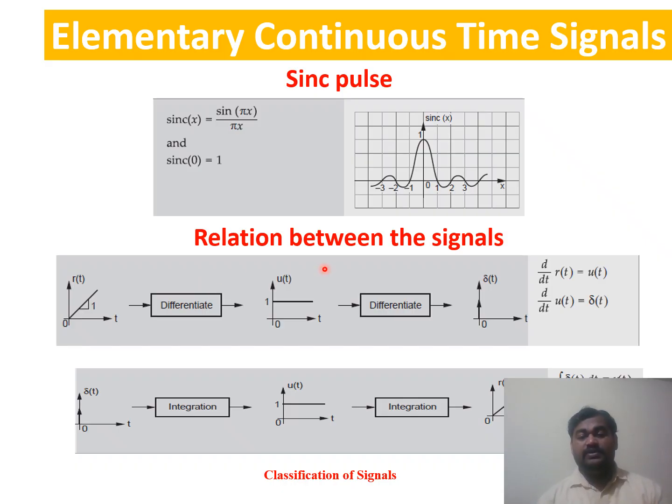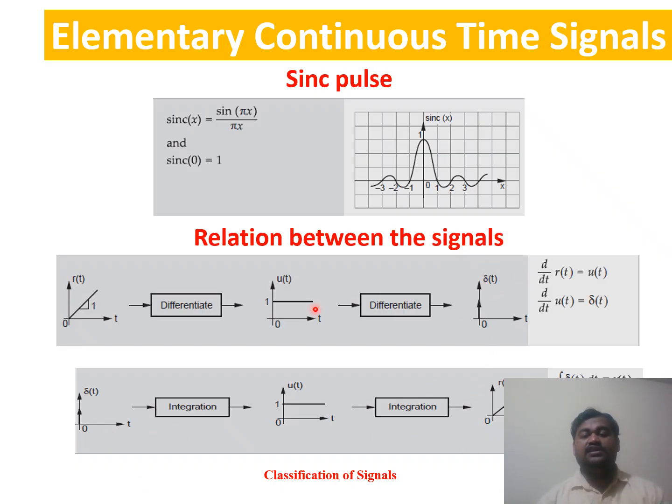Next one, relation between the signals. First, we know that this is a ramp signal because it looks like a ramp. If you differentiate the ramp signal, you will get the step signal. Similarly, if you differentiate the step signal, you will get the del of t. It's an impulse signal. Differentiation has an opposite, which is integration. Similarly, here this is an impulse signal.